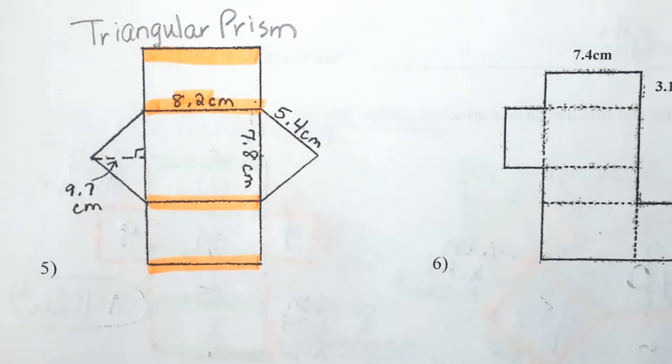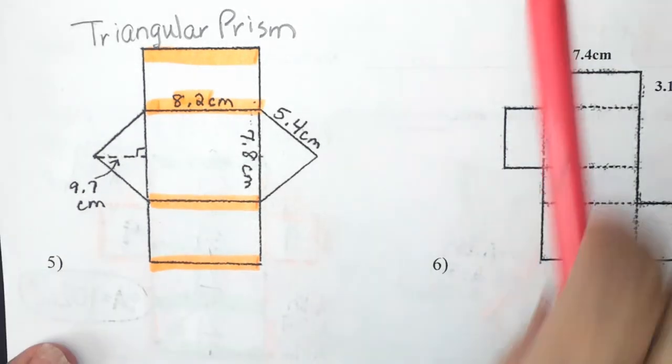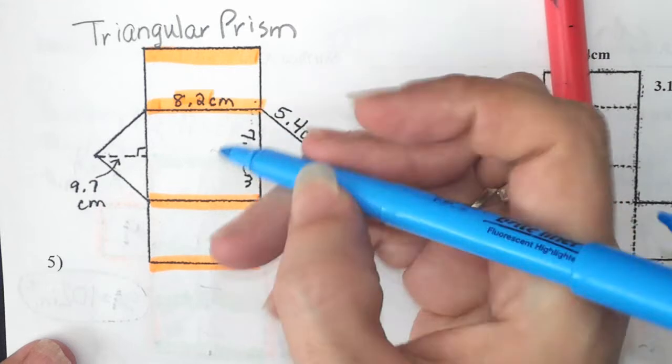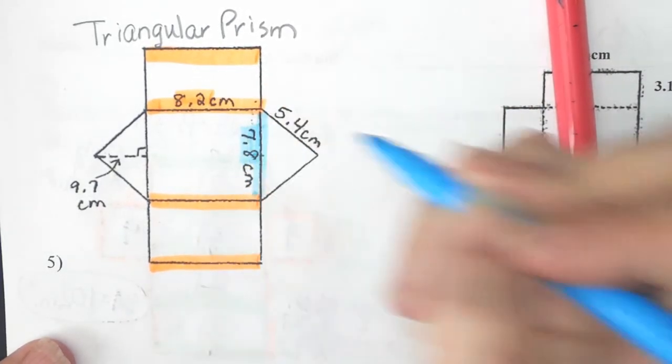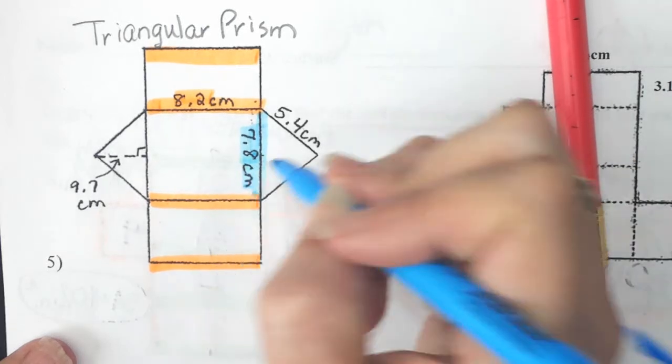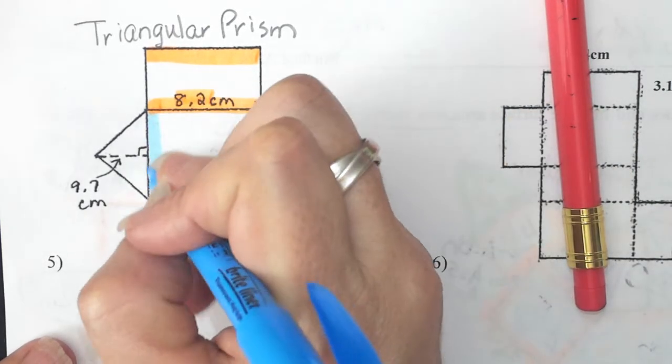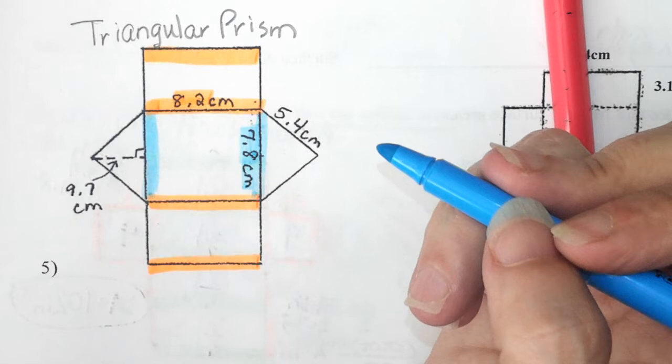Is this helping some of you by doing it by color? Maybe. It's just different. I mean, you can do it by shape, whatever you want to do. Okay, on this one, I see that this wall is 7.8. So, I know that this wall would have to be 7.8.